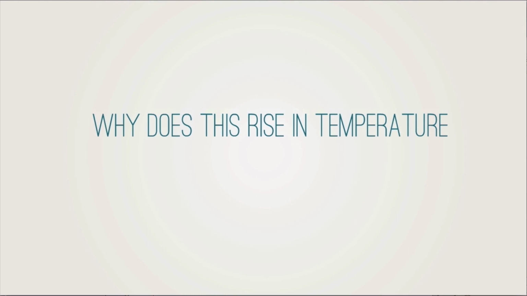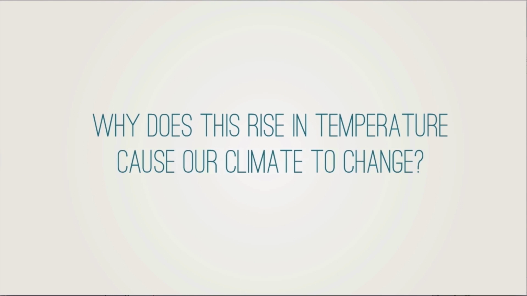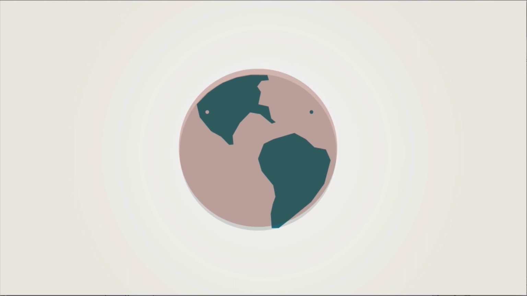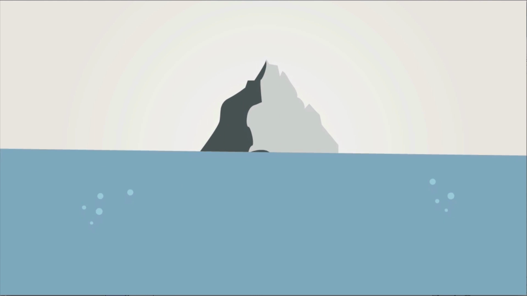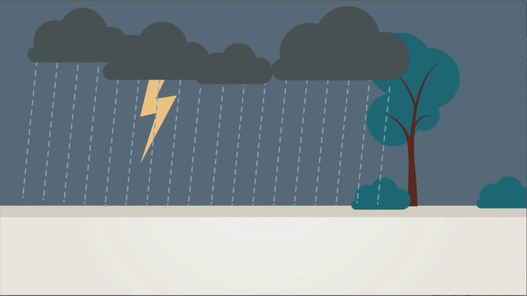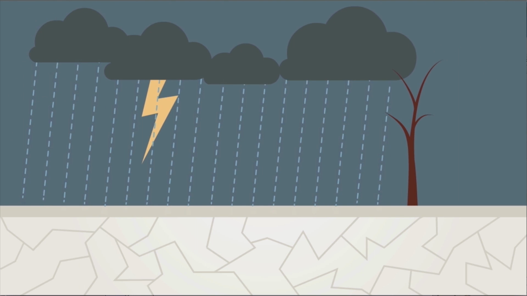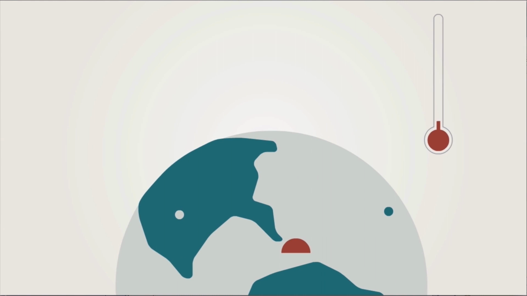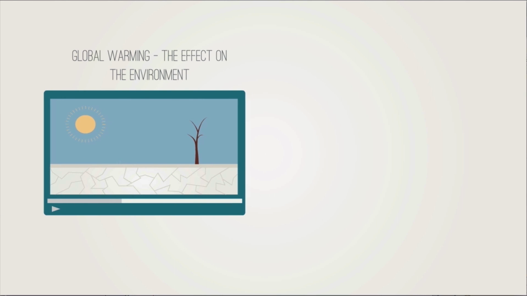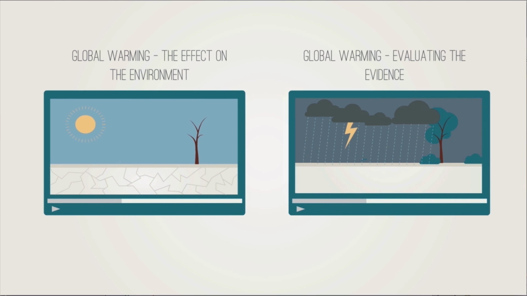Why does this rise in temperature cause our climate to change? Well, there is extra energy trapped on Earth, already causing glaciers and ice caps to melt. With more energy in the atmosphere, weather becomes more extreme, so there are more floods, droughts, and storms. We have recorded record global temperatures at the start of the 21st century. The next videos look at the consequences of climate change in more detail.